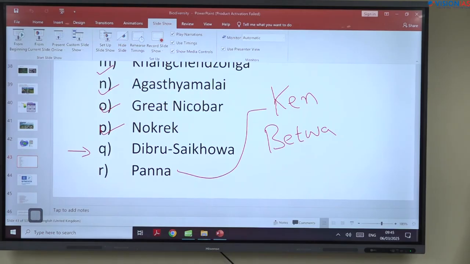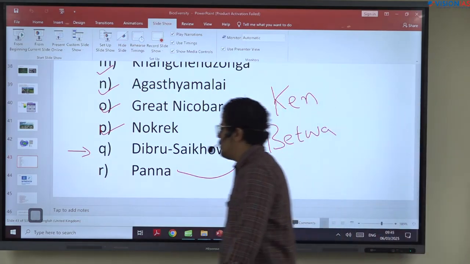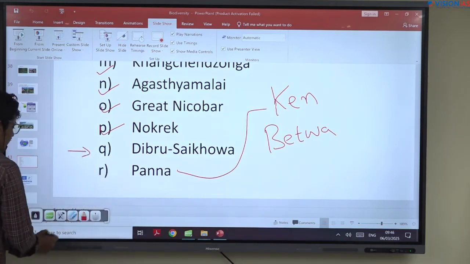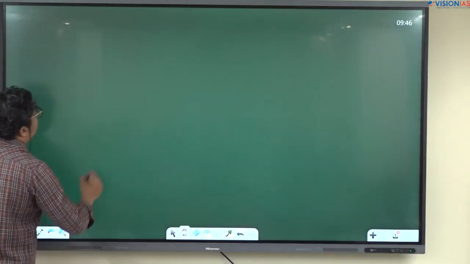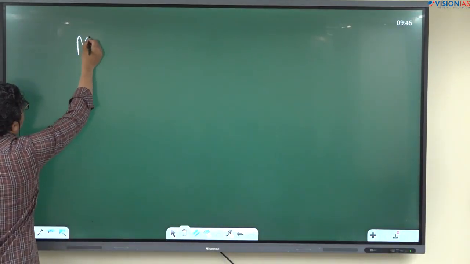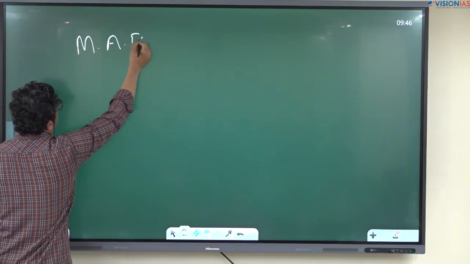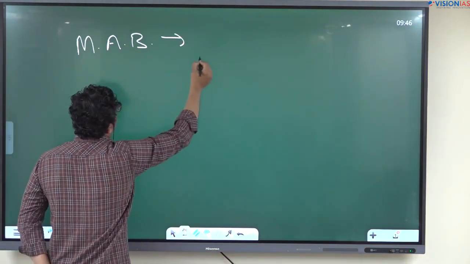Clear till this point? These are 18 biosphere reserves of India. So just recall, what is a biosphere reserve? Biosphere reserves are established for the purpose of two things, nature and culture. So the next topic that we will discuss is related to it only. MAB.